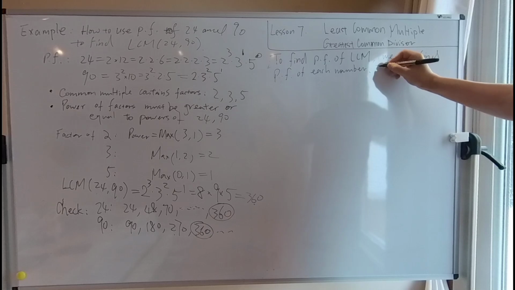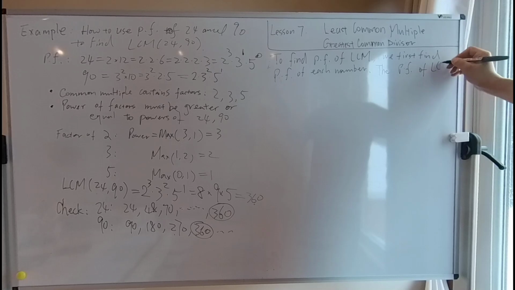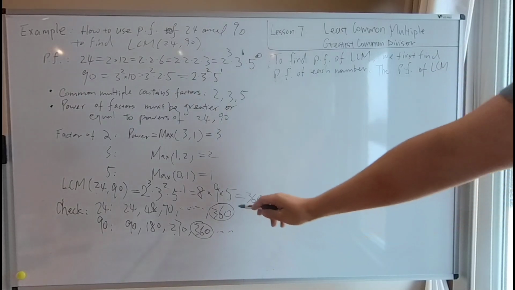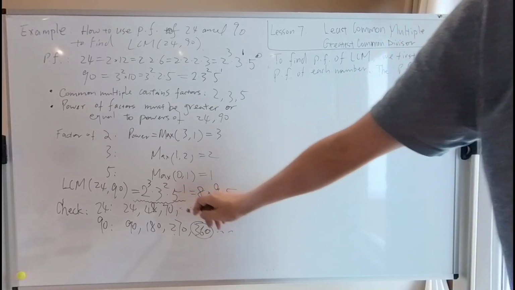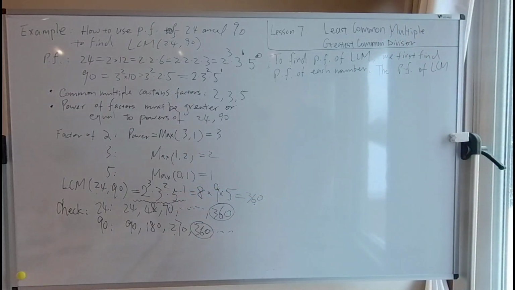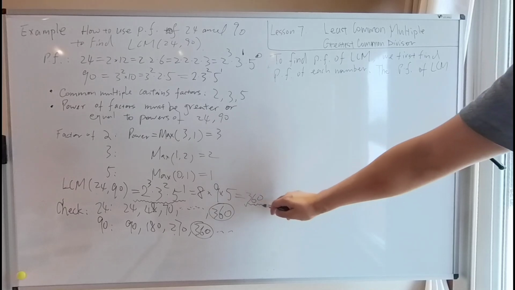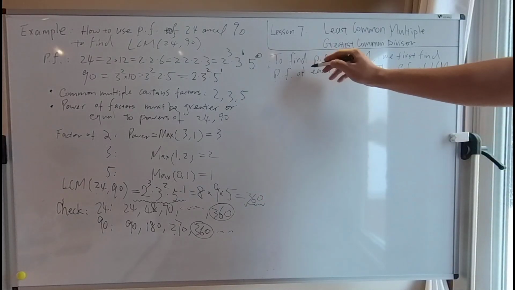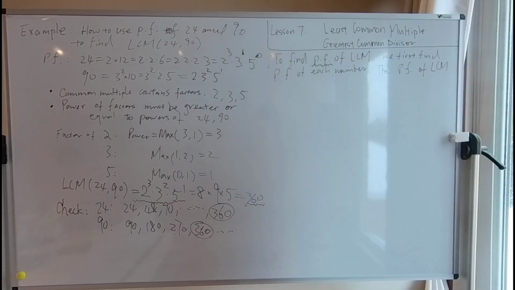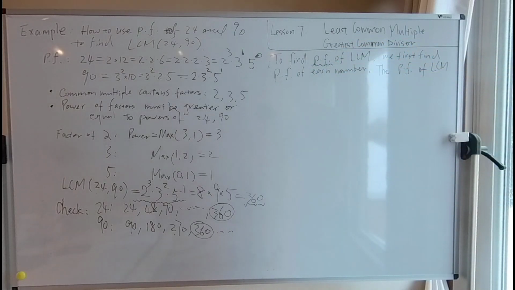And then the prime factorization of the LCM. Basically, if you're able to find the prime factorization of LCM, that's equivalent to how to find the value of LCM. So really here to find the value of LCM is equivalent to find its prime factorization.